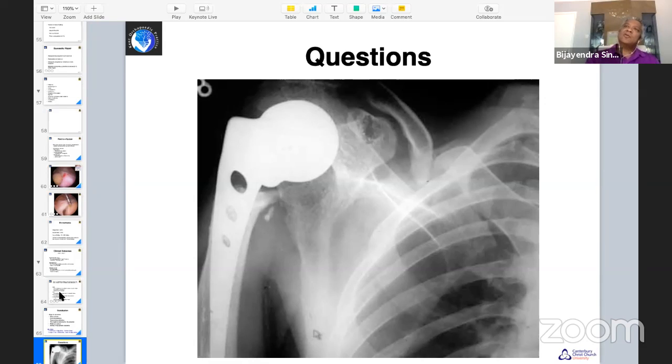And I think, what's his name, George Athwal, published a biomechanical study to show that effect. Yeah, George Athwal from Canada, right? Yes, that's correct, yeah. Okay.